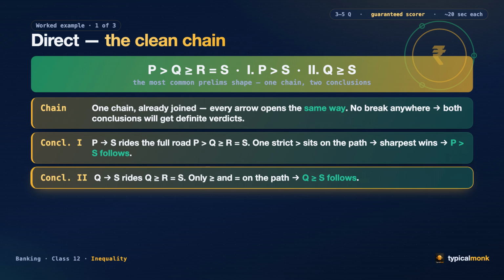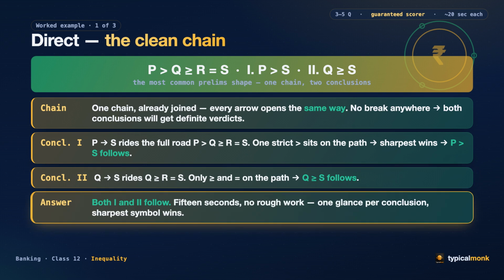Step 3. Conclusion 2. The road from Q to S. Q ≥ R = S. Only greater than or equal to and equal on the path. So, Q ≥ S follows. Step 4. The answer. Both 1 and 2 follow. 15 seconds, no rough work, one glance per conclusion, and the sharpest symbol speaks.